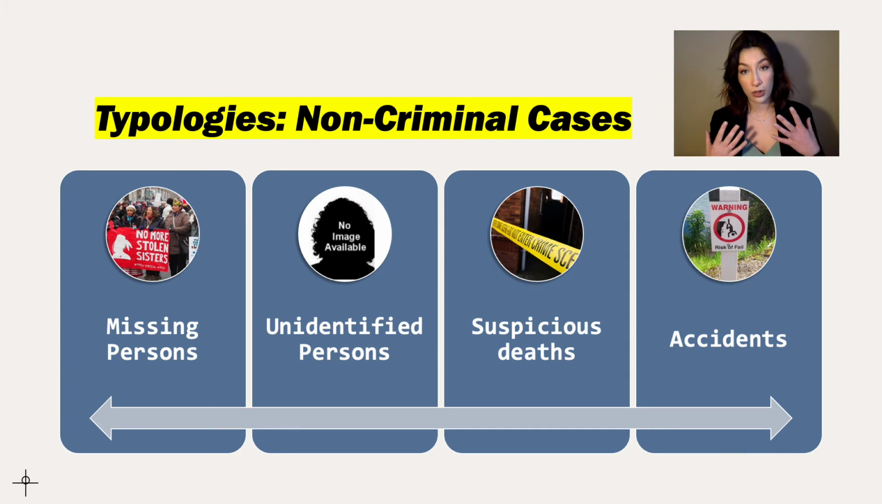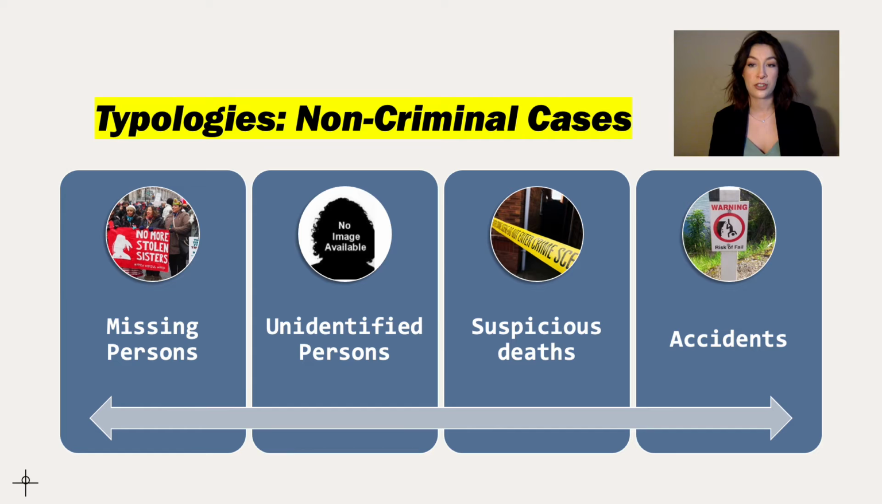So now for non-criminal case typologies. Cold cases can also include acts that are not criminal whatsoever, as well as incidents where it is somewhat unclear whether the act was criminal in nature. So long as the incident was investigated by police and remains unexplained, the case could in theory be considered cold. So 4 main types are included here: missing persons, unidentified persons, suspicious deaths, and accidents.